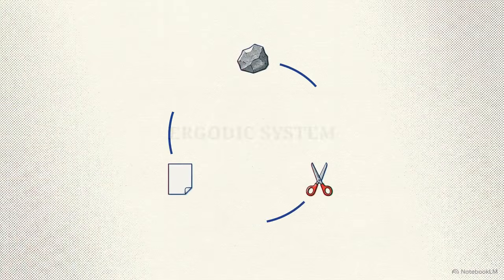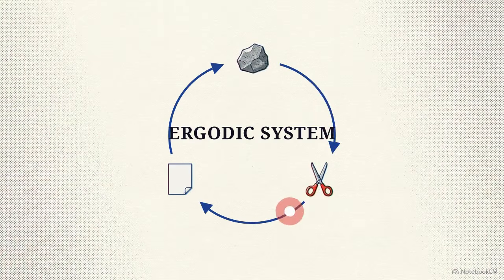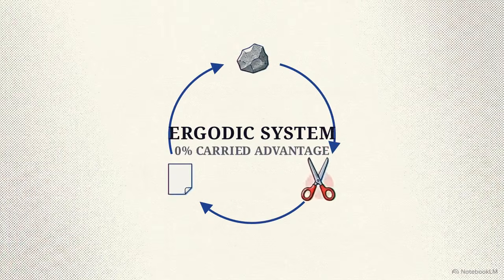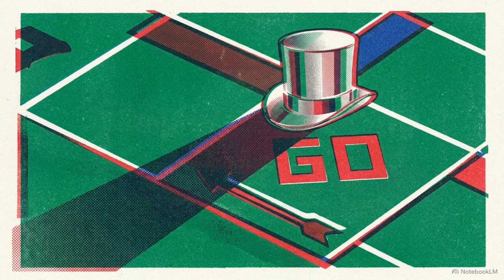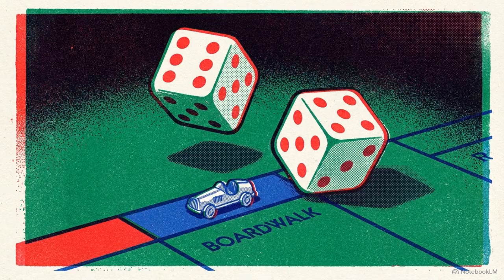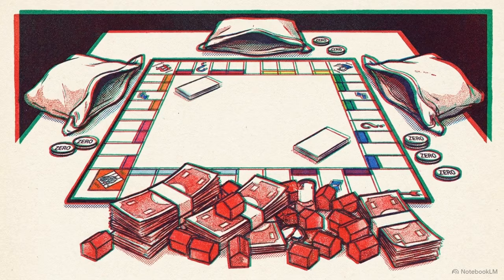In game theory, this is known as an ergodic system. Every single round is a fresh start. If you win 3 times in a row, you have 0 mathematical advantage in the 4th round. Monopoly is the exact opposite. It is a non-ergodic system. Early advantages compound. If you buy the right properties on the first trip around the board, you generate extra cash, which buys more properties, which extracts more rent. Eventually, one player owns the entire board, and everyone else goes bankrupt.